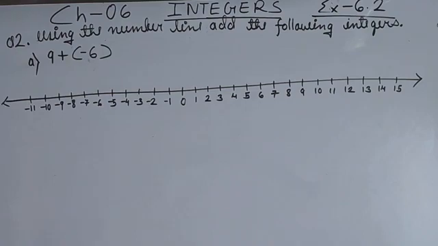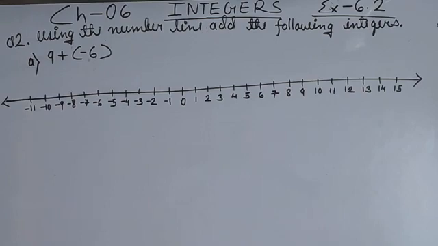Now this is the second part of your exercise 6.2. Question 2 says, using number line add the following integers. What you have to do is use the number line to add the following. I am solving the first part first of all. This is 9 plus bracket minus 6. So what you have to do is add a negative integer to an integer, that is 9.